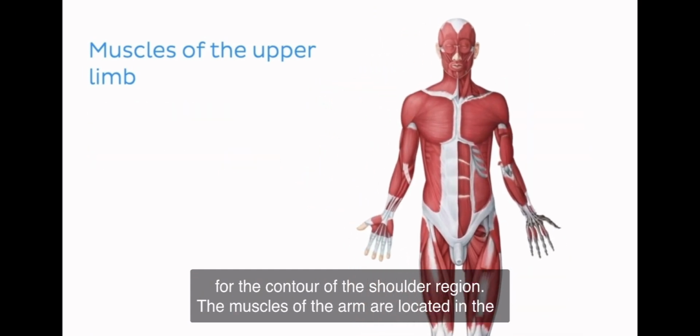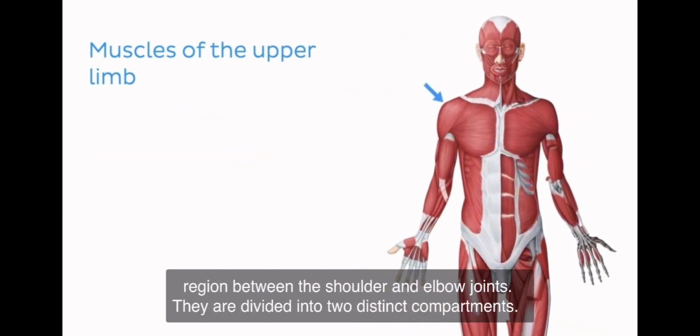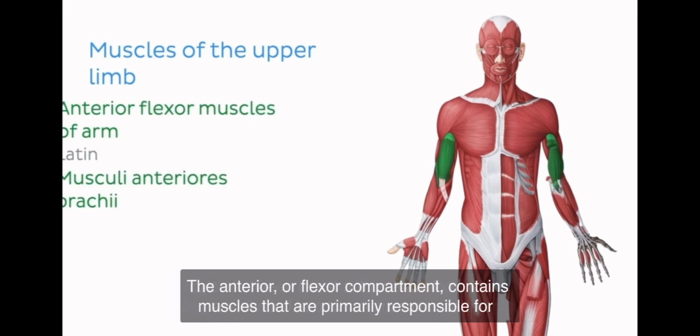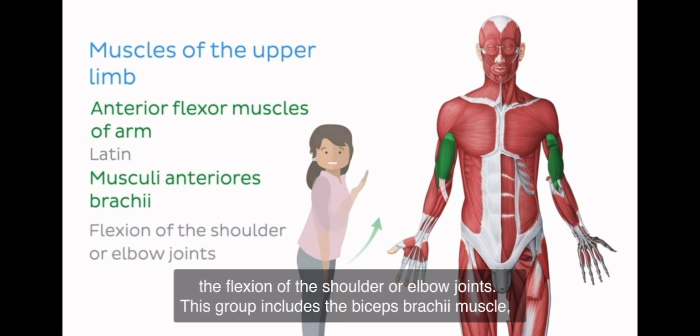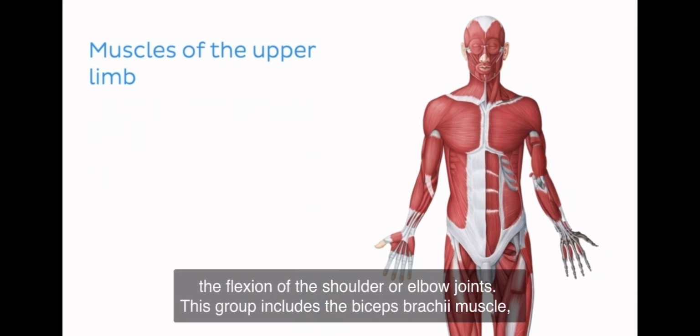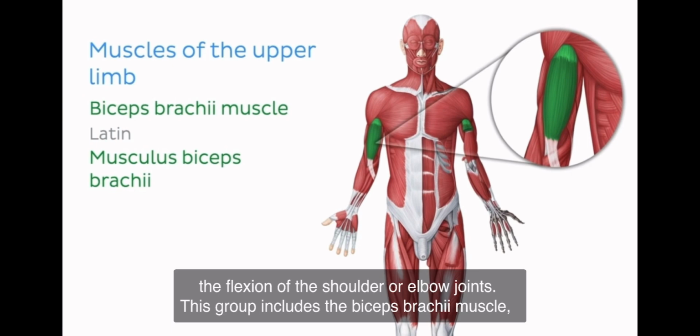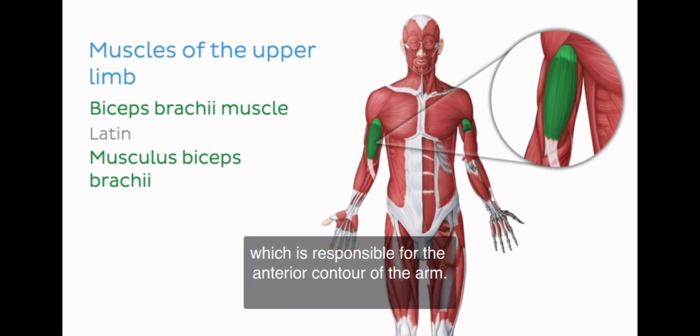The muscles of the arm are located in the region between the shoulder and elbow joints. They are divided into two distinct compartments. The anterior or flexor compartment contains muscles that are primarily responsible for the flexion of the shoulder or elbow joints. This group includes the biceps brachii muscle, which is responsible for the anterior contour of the arm.